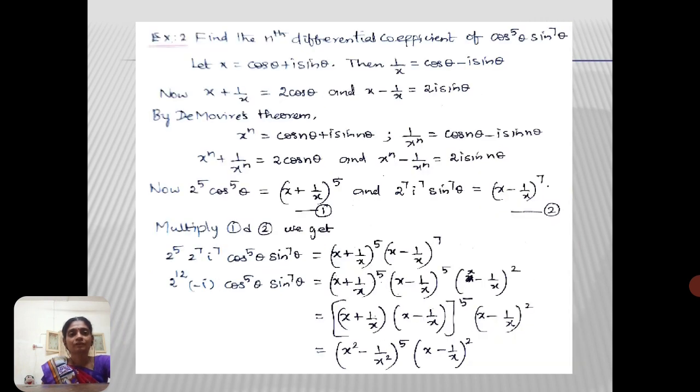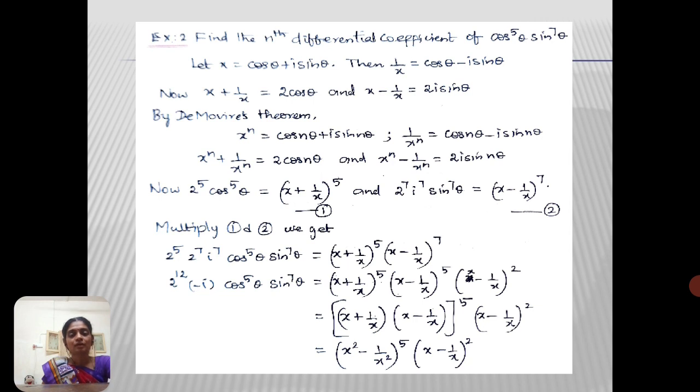In the same way, we can find the nth differential coefficient of cos power 5 theta into sin power 7 theta. Here we are using x equal to cos theta plus i sin theta. Then 1 by x will be cos theta minus i sin theta. Adding these two equations we get 2 cos theta. Subtracting we get 2i sin theta. So we are using de Moivre's theorem.